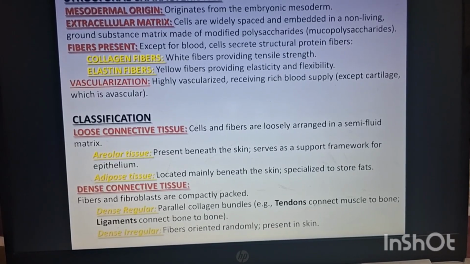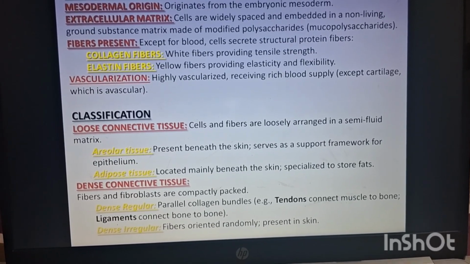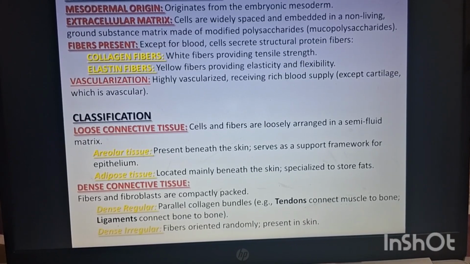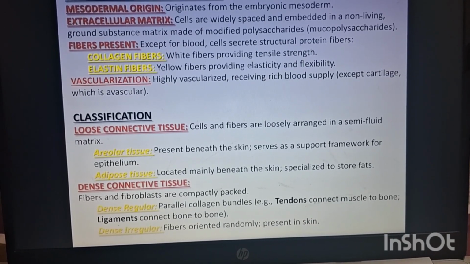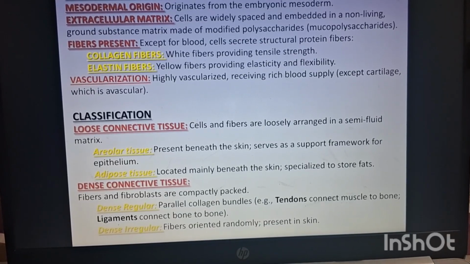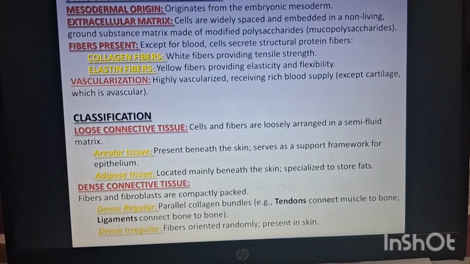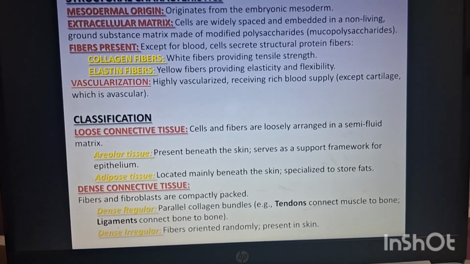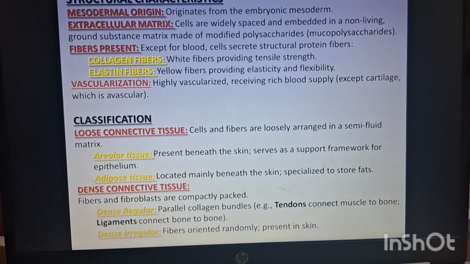Next, classification of the connective tissue. There are 4 types. First is loose connective tissue. Cells and fibers are loosely arranged in a semi-fluid matrix. Loose connective tissue is of 2 types, areolar tissue and adipose tissue. Areolar tissue is present beneath the skin and serves as a support framework for epithelium, and adipose tissue is located mainly beneath the skin, specialized to store fats.